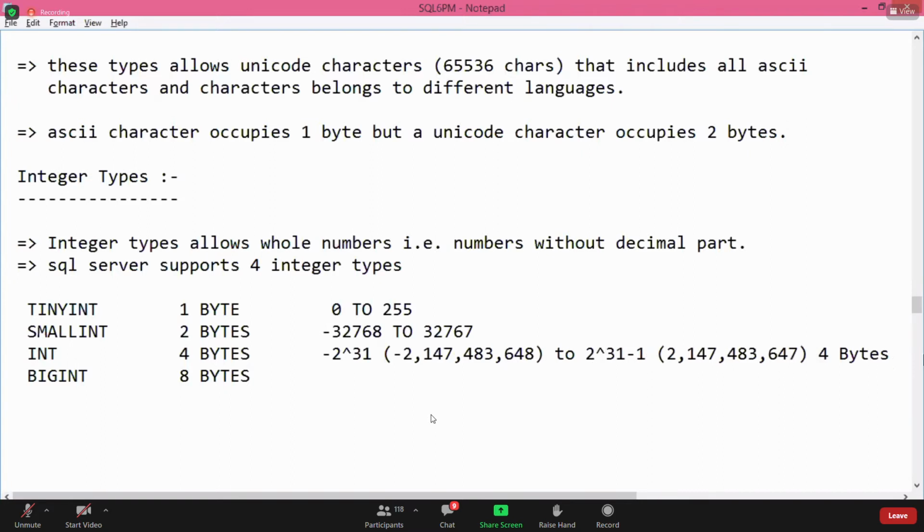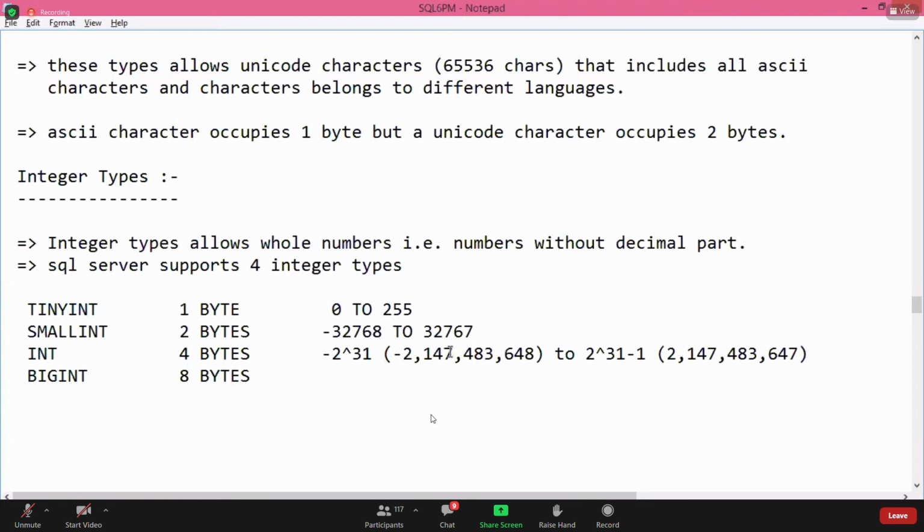This is power. Okay. Then what is the value? Minus 2,147,483,648 to 2,147,483,647. Because minus 1 means 648, minus 1 means 647. Okay. Next one.